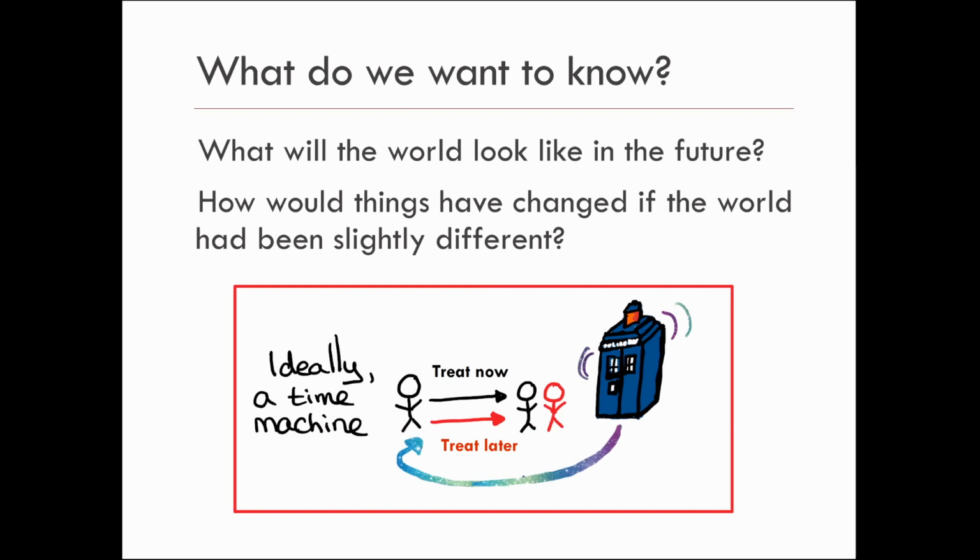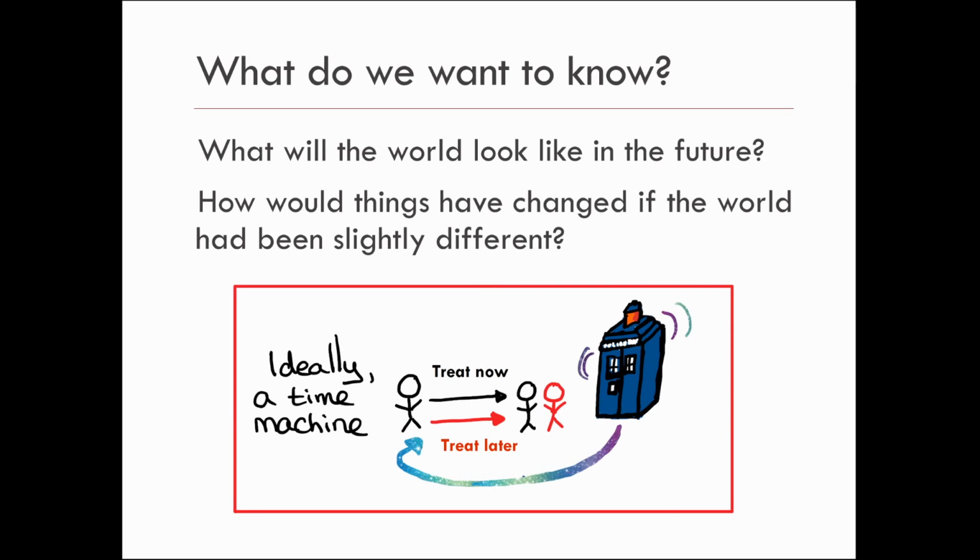Okay, so the first thing we want to think about is what the target of our question is. Why are we using mathematical models in the first place? And usually the purpose of them is that we want to know one or both of these two things. First, what will the world look like at some time in the future? And second, how would that world be slightly different if we change something? And so the best way to answer that question is to have a time machine.